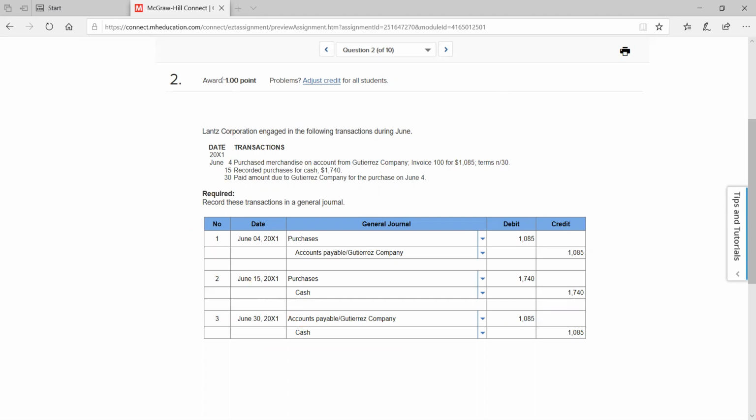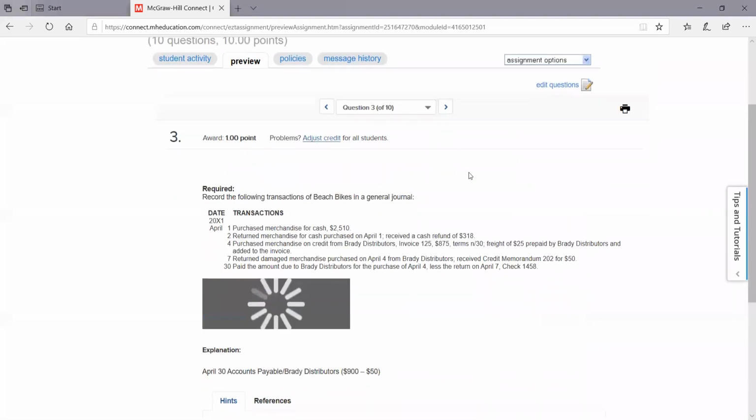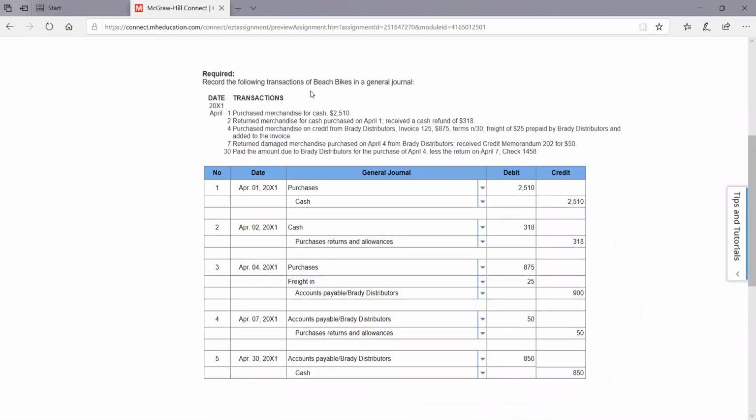All right, let's check out the next one. That's 2. Let's check out number 3. We're going to deal with some purchase returns on this one. So first one, purchase merchandise for cash, debit purchases, credit cash. On the second one here is going to be a cash refund. So we debit cash, and that return goes to the purchase returns account, and that's for 318.